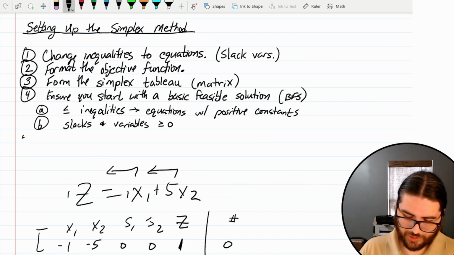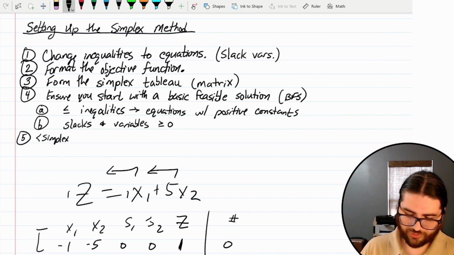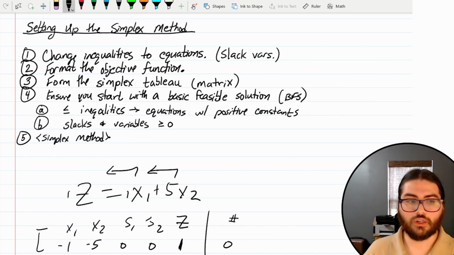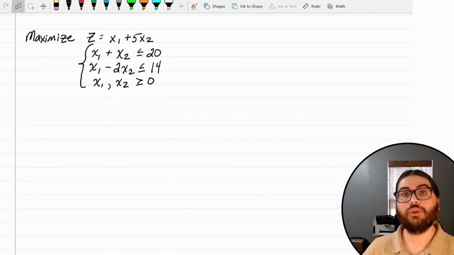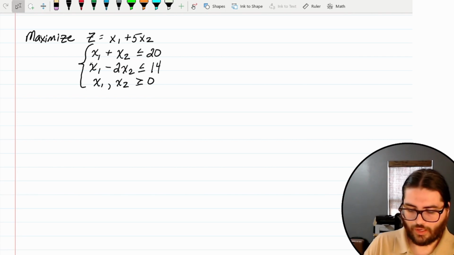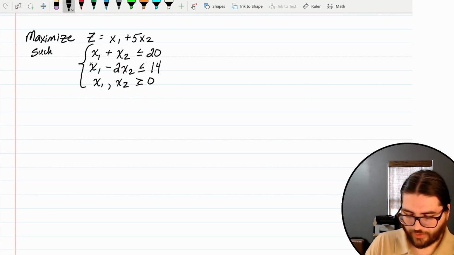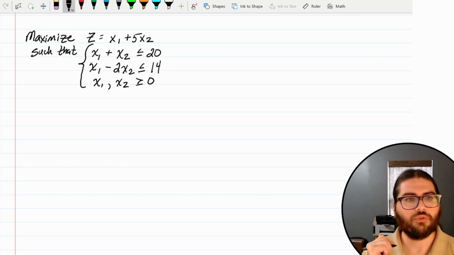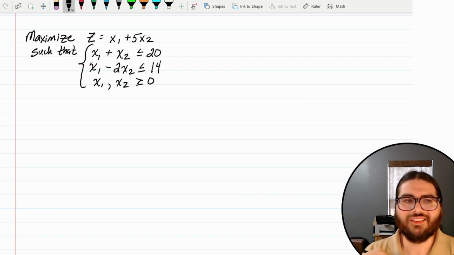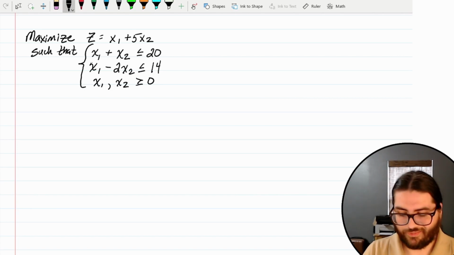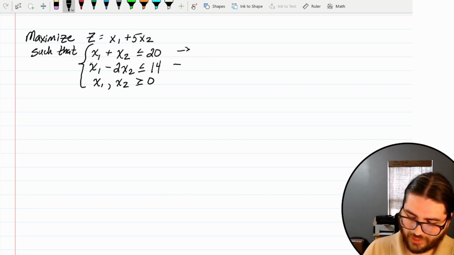Step 5 and beyond, we'll deal with it in the next video, because that's basically how the simplex method works. We're just working on setting it up here today. I went back up above and I copied over our first example, and I've got my objective function and all of my inequalities from before. We're going to make this into a simplex method matrix tableau to end the video. In step 1, all of these inequalities became equations with slack variables.